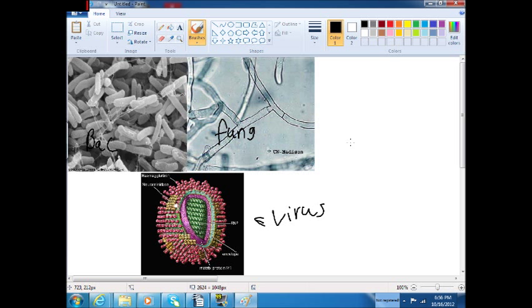A lot of people actually forget about fungi, as generally you don't really get a fungus as much as you do viruses and bacteria. Everyone has had a virus. Everyone's had a bacterial infection. Not everyone's had a fungus at some point in their life, but you'll see.